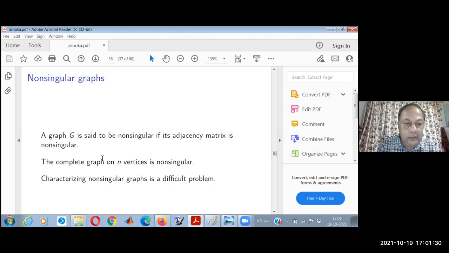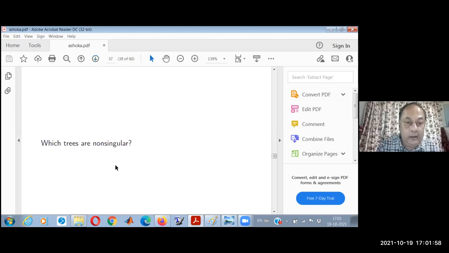Okay, so complete graph on n vertices is non-singular. And again, characterizing non-singular graphs, I would say either it's a difficult problem or it's not a good problem. There may not be a good answer. Deciding whether a graph is non-singular is difficult because it involves the rank, so determining the rank is even more difficult. Connection between rank and graph theoretic property. But trees always provide a nice special case, sufficiently interesting, not trivial. So which trees are non-singular? That can be answered very well.